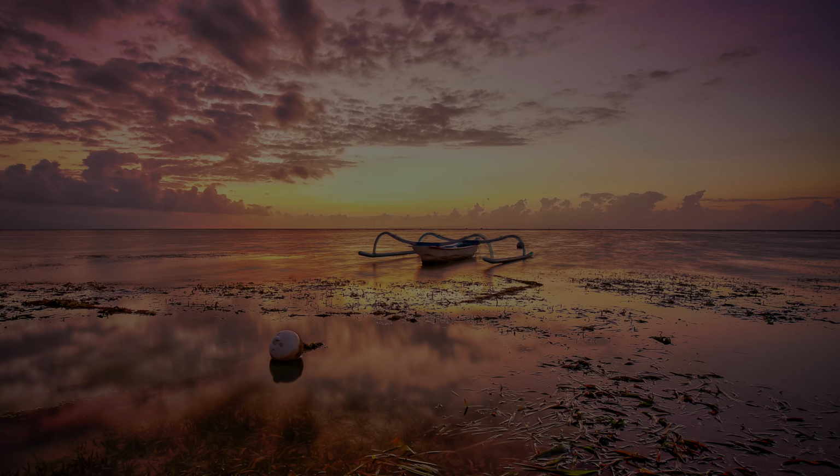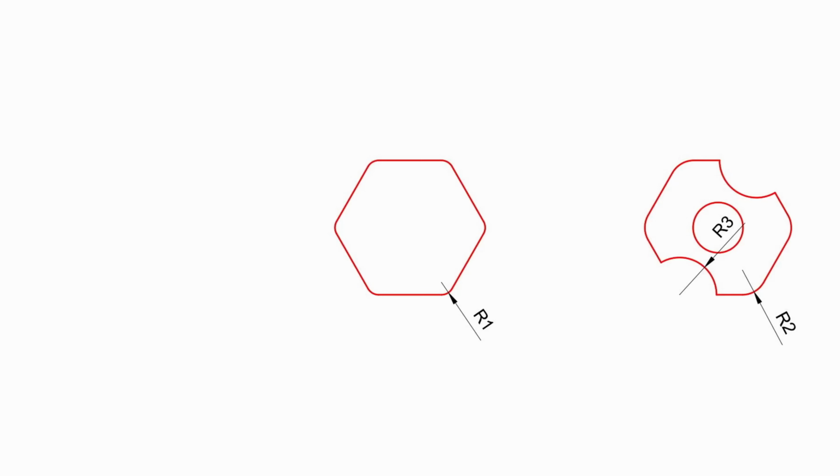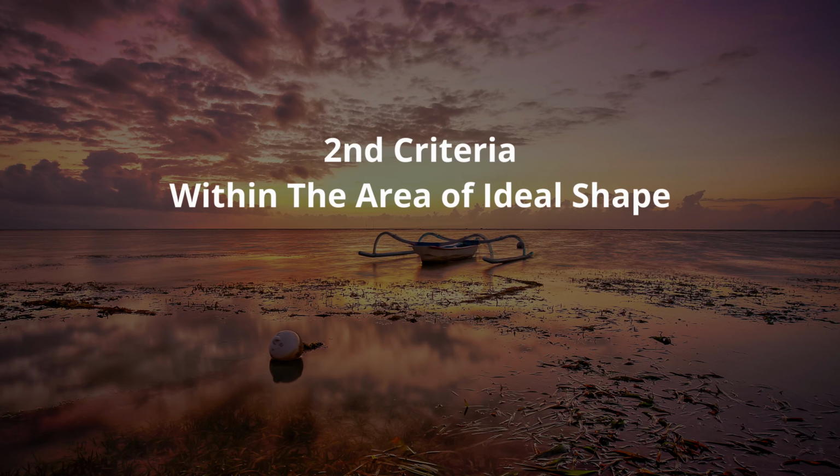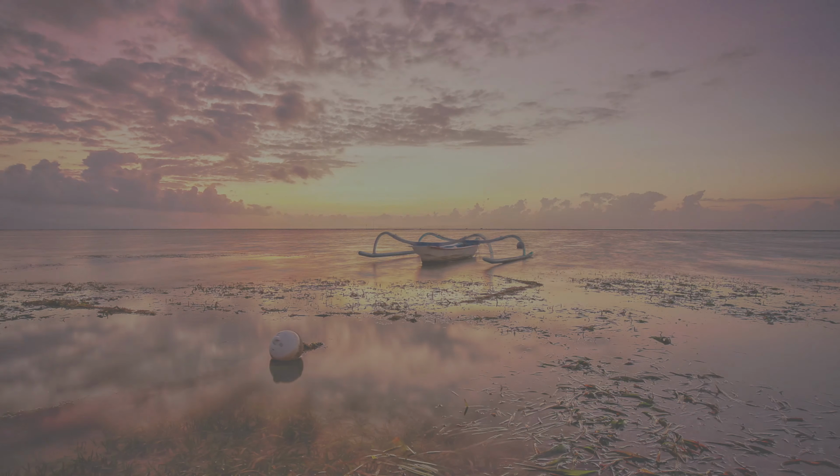However, that shape still resembles the ideal shape. Now, let's see another example of a non-ideal shape for hexagonal. From here, we can see clearly that the two shapes in red still inherit the shape of their ideal shape in blue.